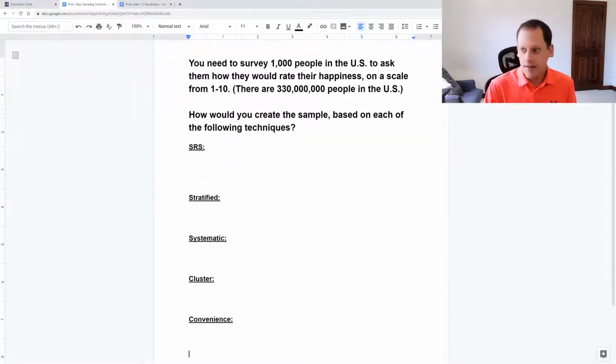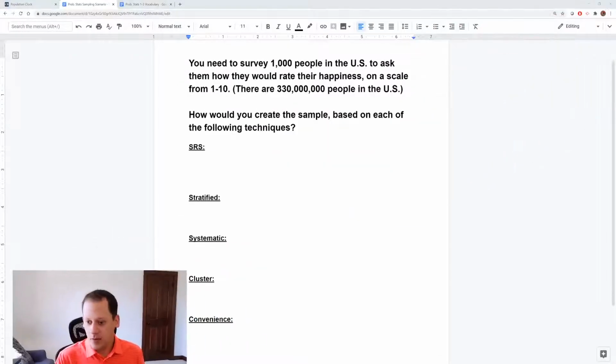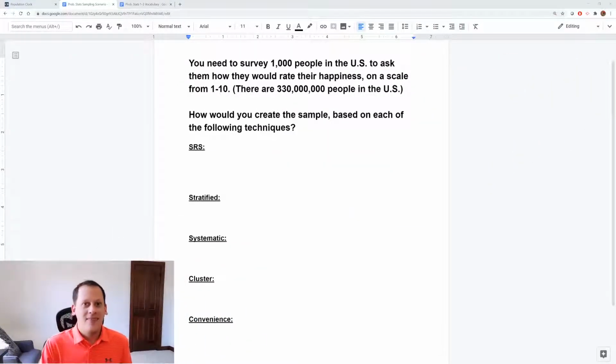So let's say, I'm going to move myself back down to the corner. I like being in the bottom. Okay. You need to survey 1,000 people in the United States to ask them how they rate their happiness on a scale from 1 to 10. And we're going to use the fact that there are about 330 million people in the US. So, how would you create your sample of 1,000 people using each of these techniques?